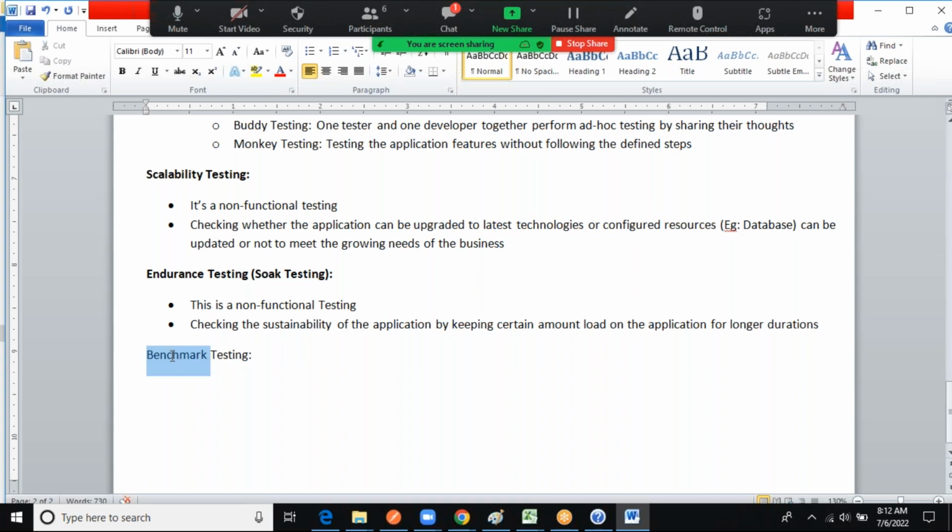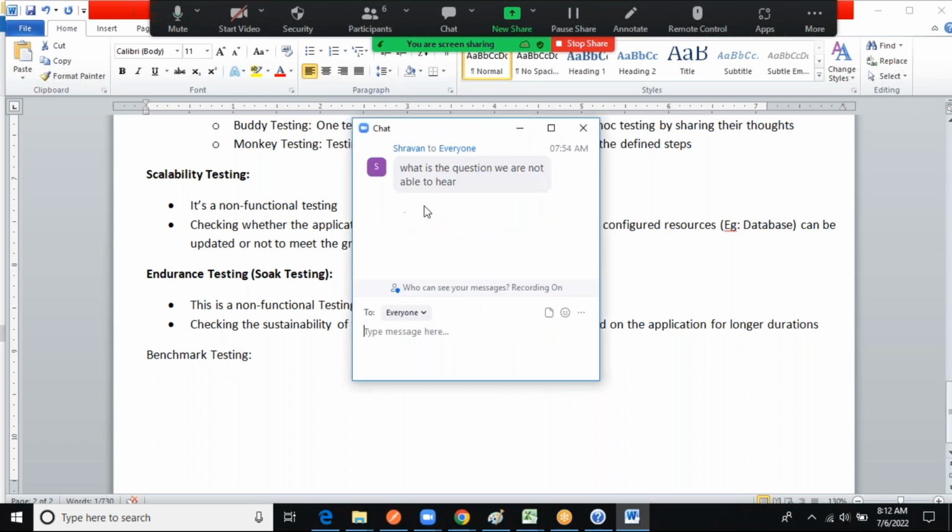So keeping a benchmark is nothing but keeping some reference. You will be having some reference. If I do this much load, the speed of the application must be this much. If I am transferring this much amount of data, the performance of the application must be this much speed. Like that, keeping the benchmark.